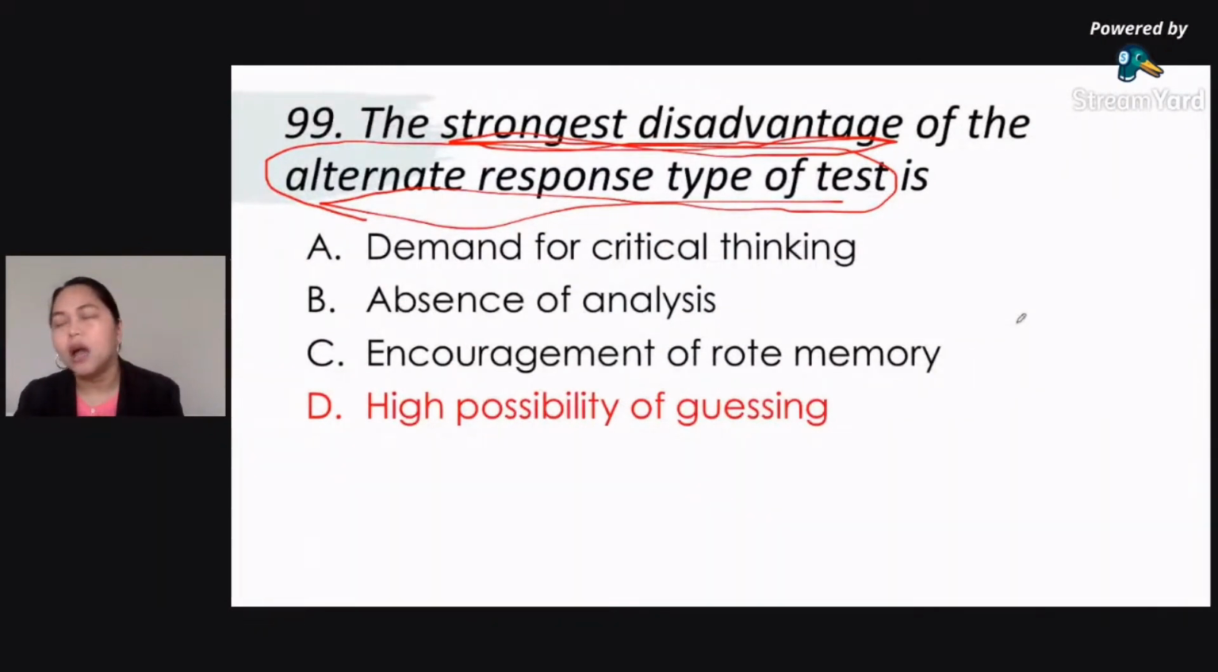So hindi na mag-iisip yung bata, no? Mag-i-guess na lang siya kasi 50-50 naman eh. It's either true or false. So hindi na siya mag-iisip, true or false na lang. Choose na lang siya between true or false. That's your alternate response type of test.